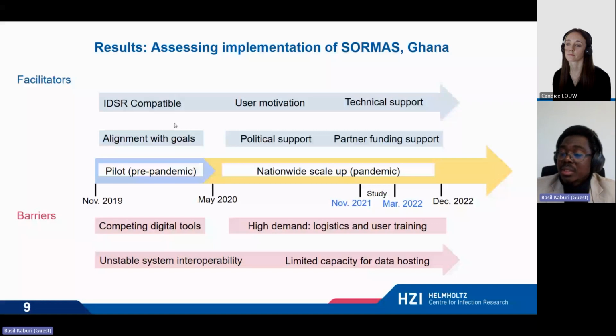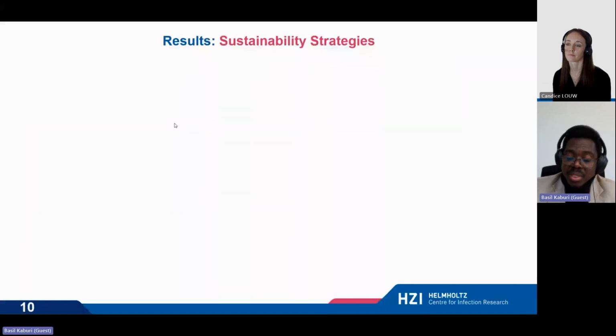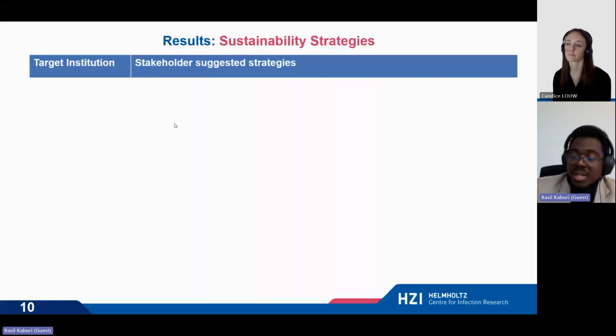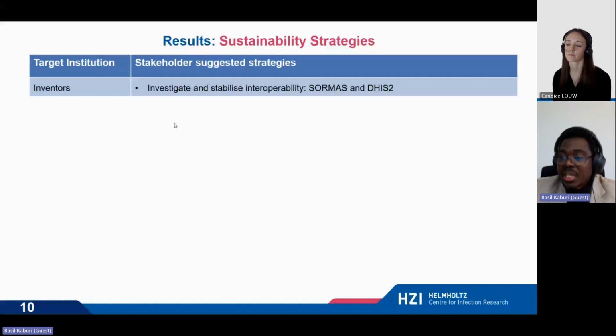We also asked these stakeholders, who are very experienced in their jobs, some with more than 20 years of experience, about what they think would be good suggestions for improving the prospects of sustainability. And we targeted these suggestions to the major stakeholder institutions. So for the inventors of SORMAS, the users, as you would expect, want them to investigate and stabilize this interoperability issue between SORMAS and DHIS2, so that it's seamless in their task performance.